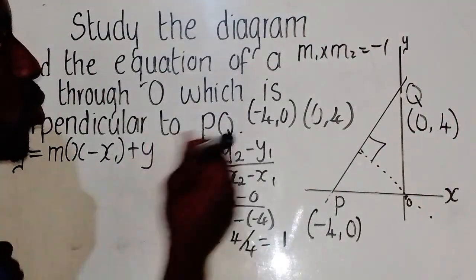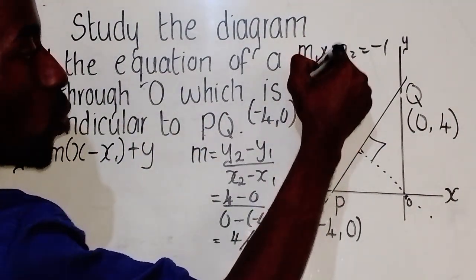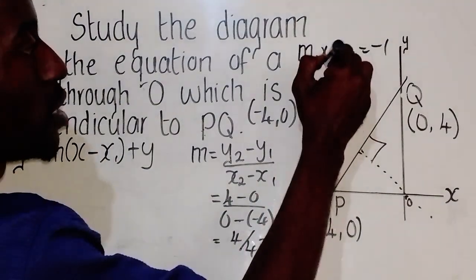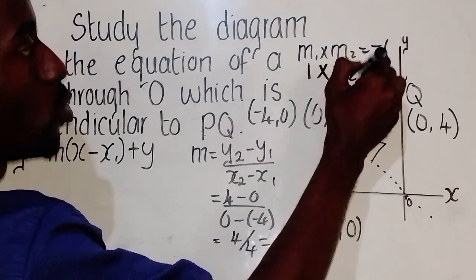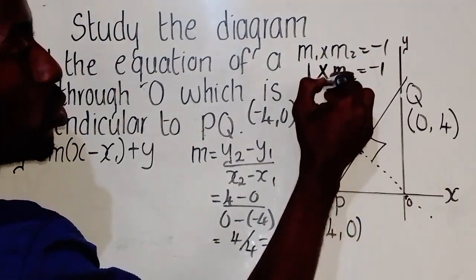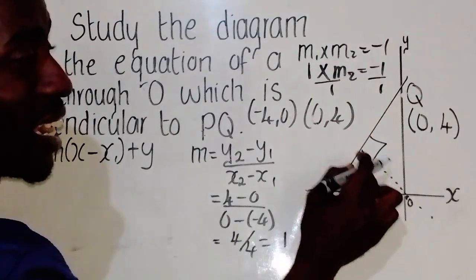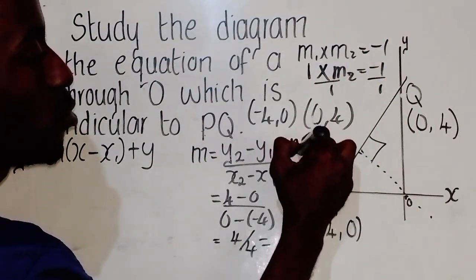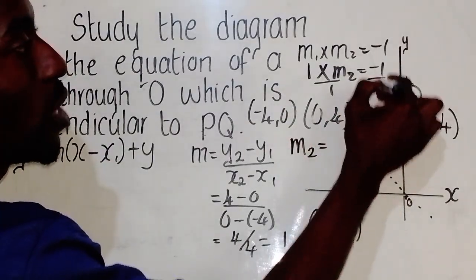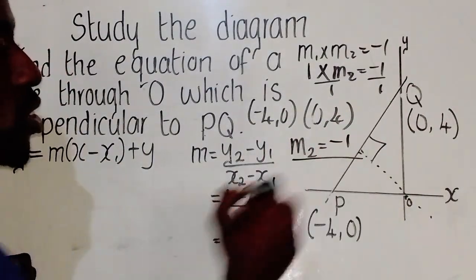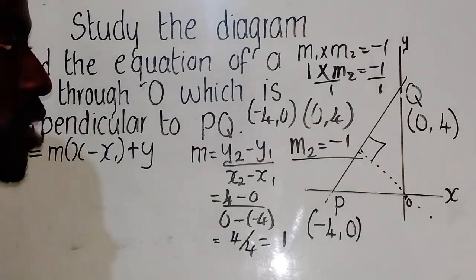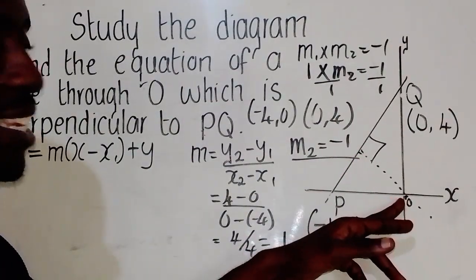So now what we do, where there is m1, you put 1, the 1 you have solved, multiplied with m2 equal to negative 1. So you divide by 1 on both sides. So now m2, which is the gradient for this line, is equal to 1 into negative 1, negative 1. You have seen? So now here, we have two things. We have the gradient and the coordinate.